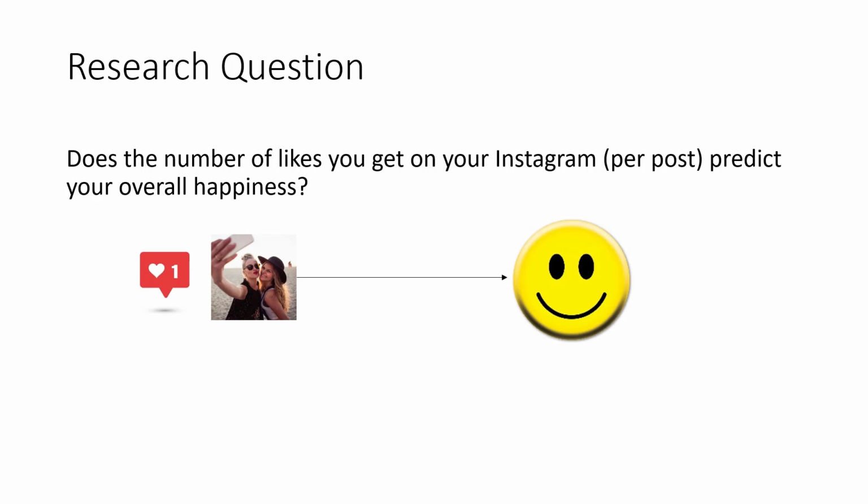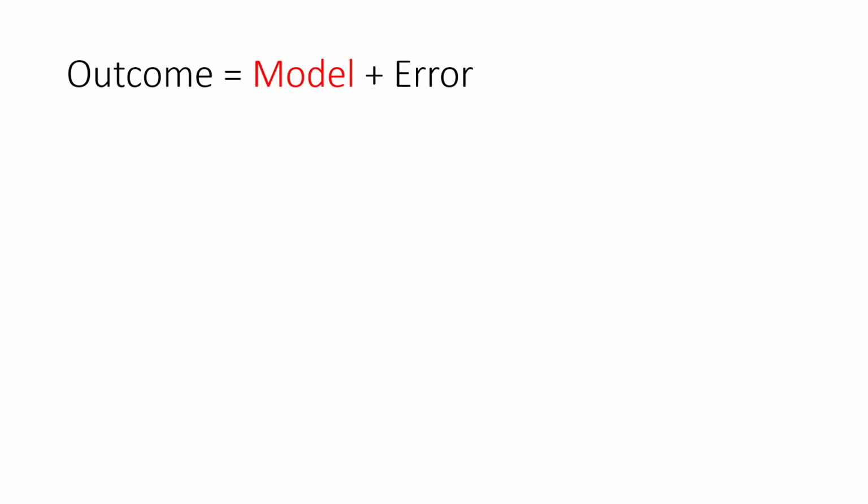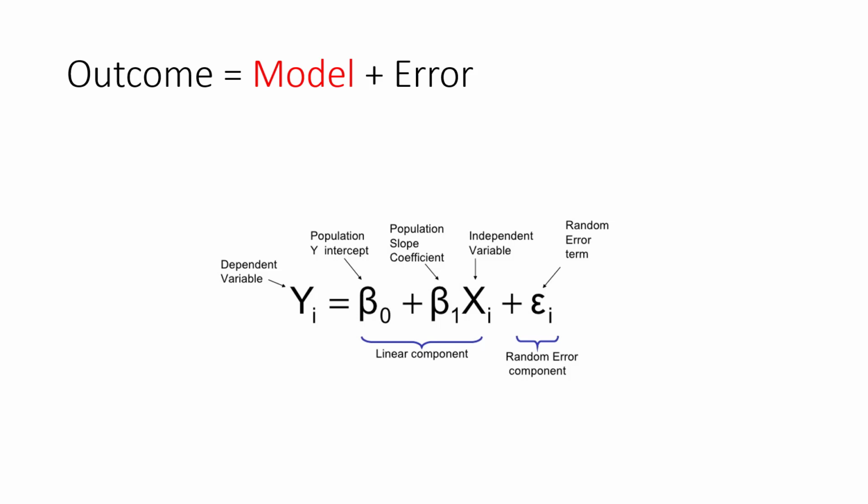So the research question would be, does the number of likes you get on an Instagram post predict your overall happiness? A linear regression is calculated based on the equation: outcome equals the model plus error. A score on a dependent variable y can be described as an intercept, beta 0, plus slope, beta 1, plus error.